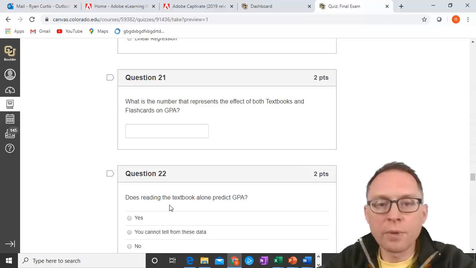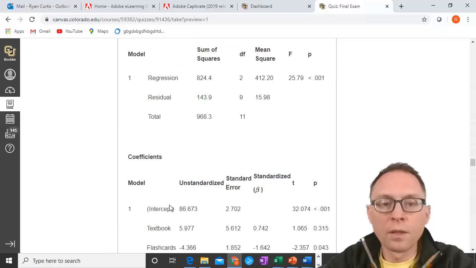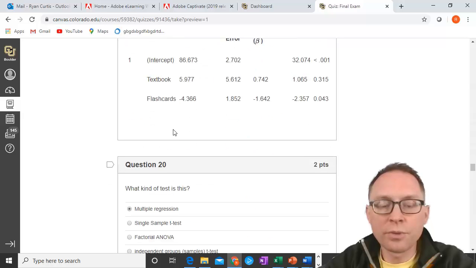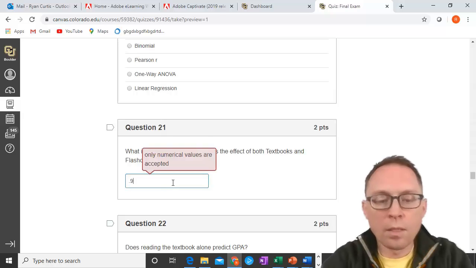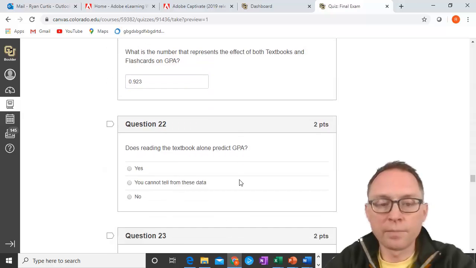What is the number that represents the effect of both textbooks and flashcards on GPA? That is capital R right here. Both of them together, 0.923, is the effect of both of them together.